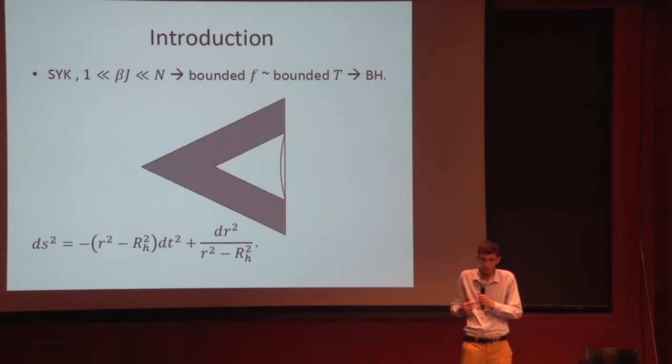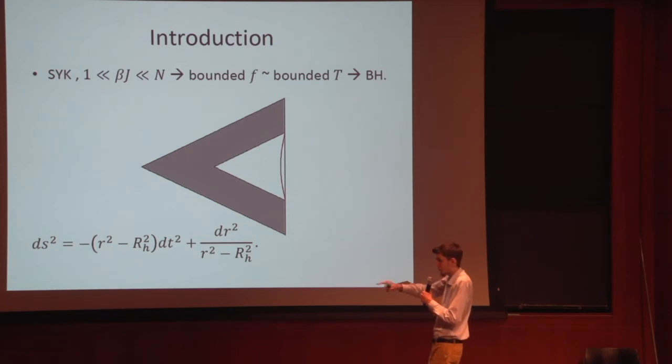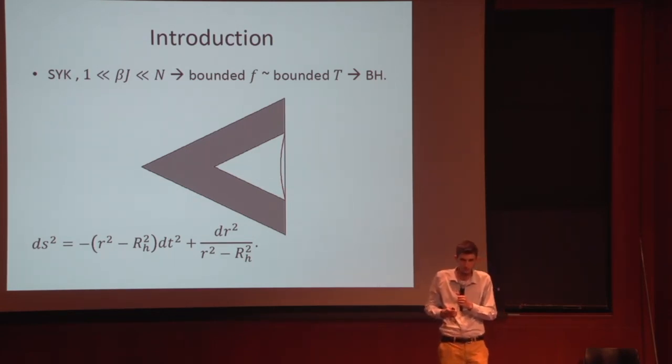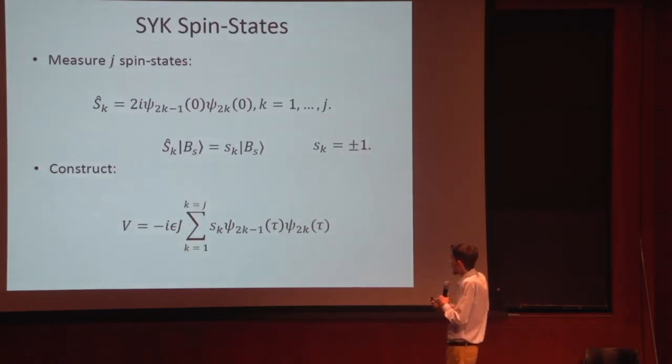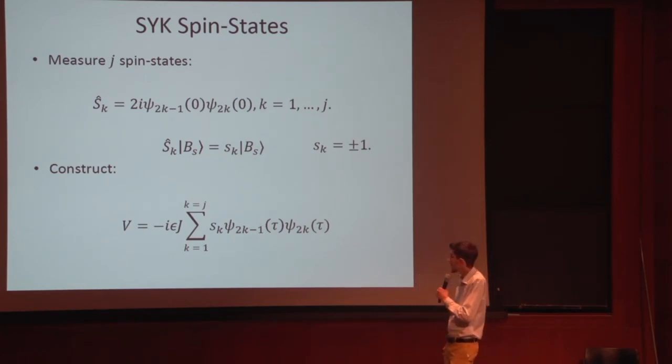And the purpose of my talk would be to perturb the SYK model in a way that, when interpreted gravitationally, will lead to smaller black hole geometries. To do so, consider the following J operators, S_k, where k runs from 1 to J. Psi here is the Majorana field. And this operator can be diagonalized. Its eigenvalues are plus minus 1. And the eigenstates can be called spin states.